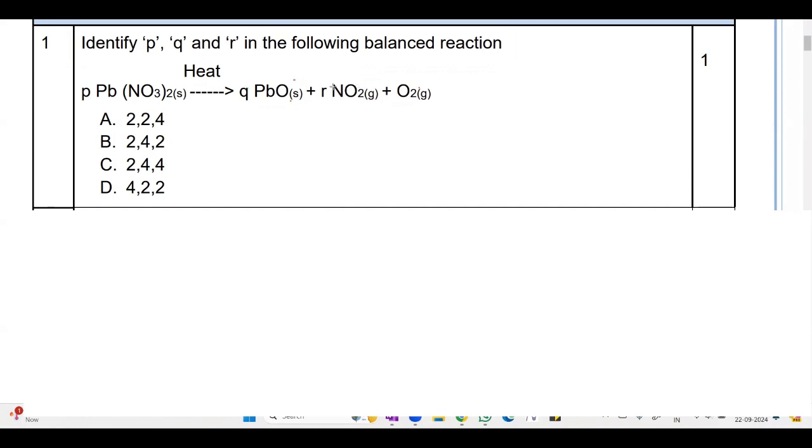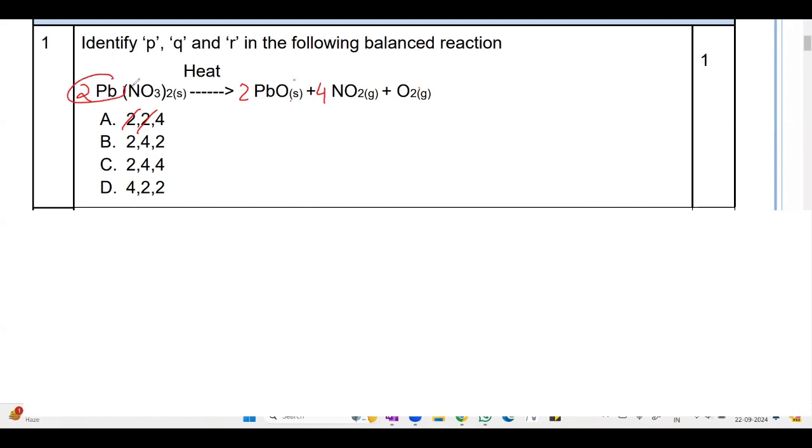Now, there are different methods of balancing. I'll go by the hit and trial method. Let's start replacing the unknowns with these values, P, Q, R, in order. I will replace P, Q, R with the options given here. There could be other methods of balancing equations. I replace this with P from here, 2 from here, and 4 from here.